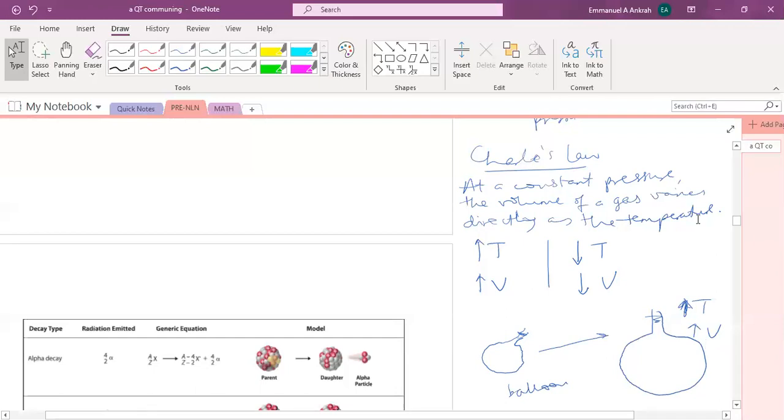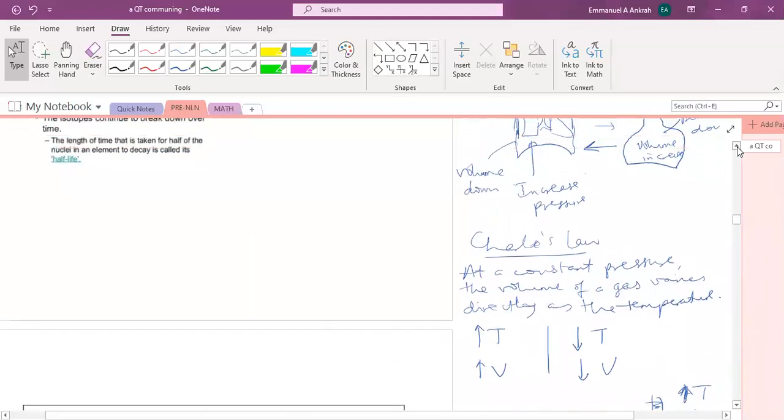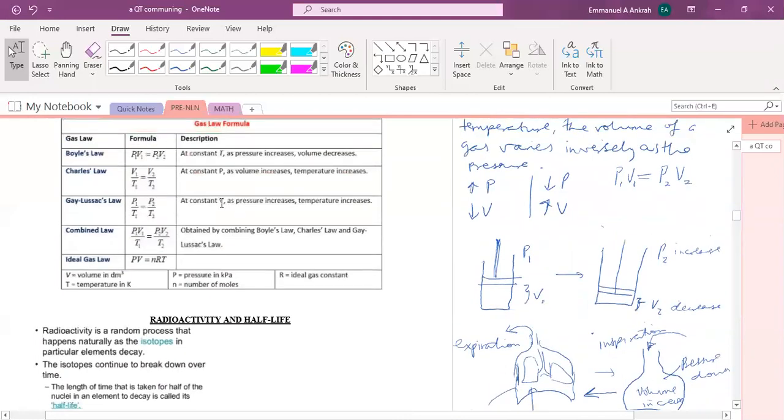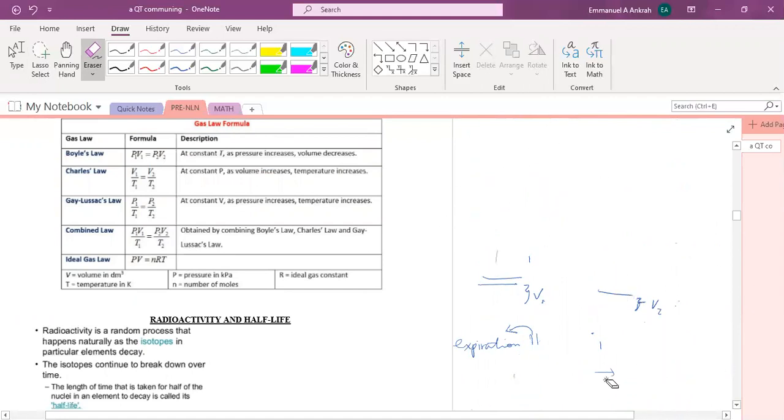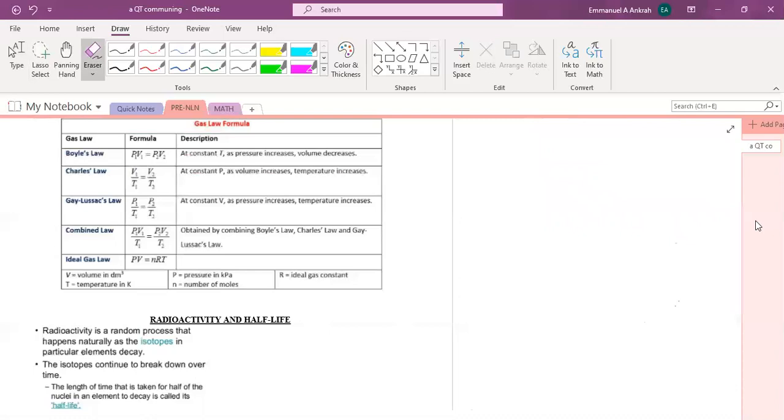Then the other gas law, the third part of the gas law, is known as Gay-Lussac's law. So let's go back and look at Gay-Lussac's law. Gay-Lussac's law says that at a constant volume, this time the volume is constant, as the pressure increases, the temperature increases. That's Gay-Lussac's law. Okay, so let's go over that.